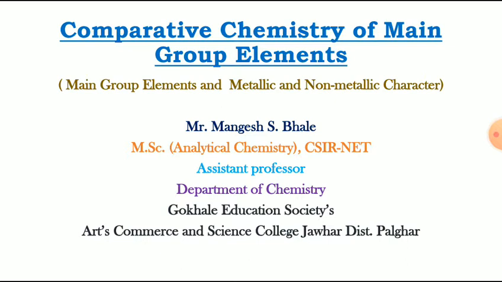In the previous lecture, we discussed the syllabus for Chemistry Paper Second, and in it, Unit Number Second, the inorganic chemistry part, will be the comparative chemistry of main group elements. So in this topic today, we are going to learn about main group elements and their metallic and non-metallic characters. For that purpose, first of all, we will see the periodic table.